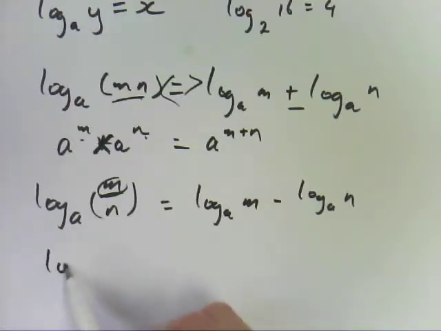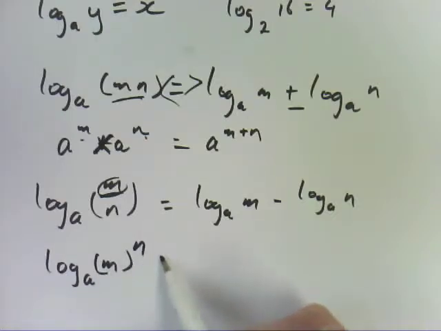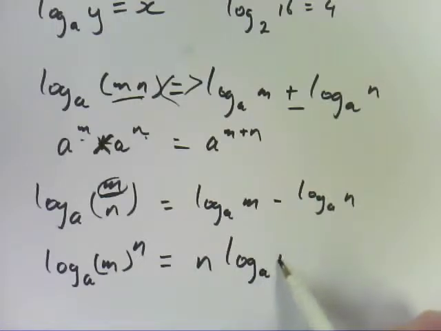Log a of m to the n. Now this one is a bit different. Log a of m to the power of n is the same as n log a m. So it's just the same as times by that value. You just zip that power out the front and you're done. That's basically what that one means.